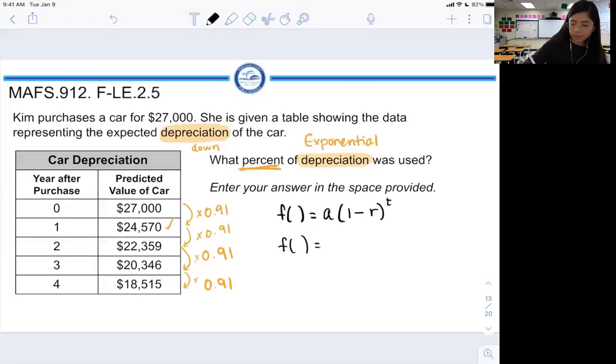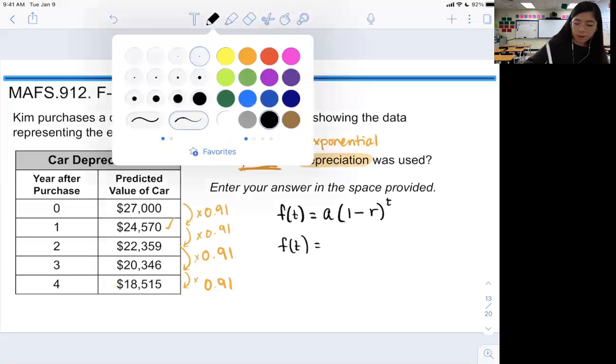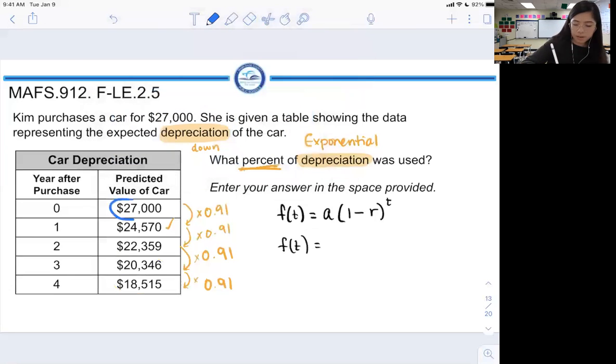What is a? Emily's got it. That's 27,000. Because remember, a is your what? A is the starting amount. It's where you begin, otherwise known as the y-intercept. So a is 27,000.